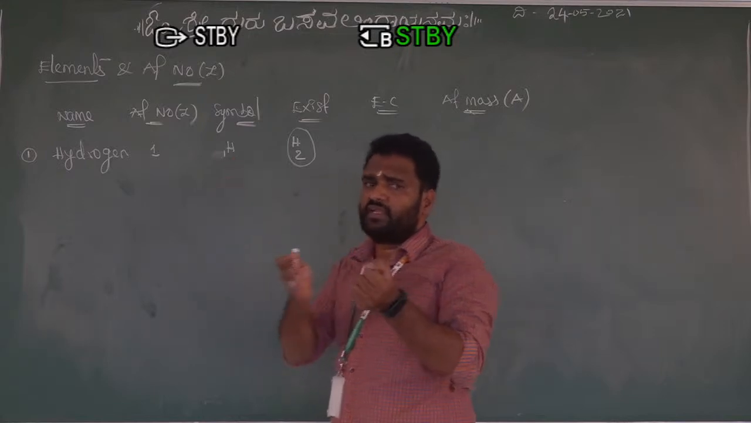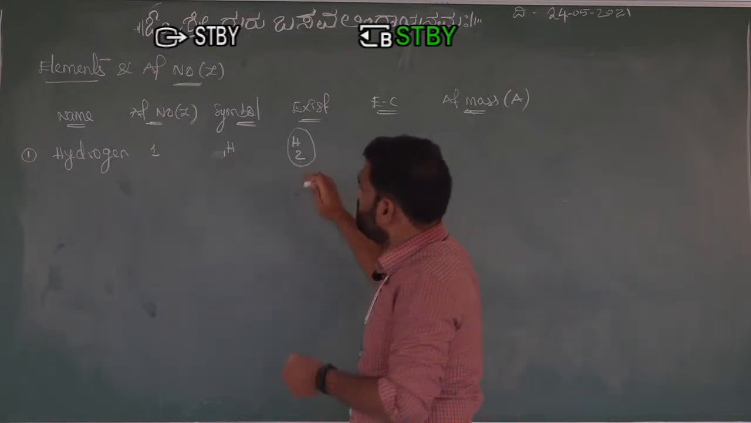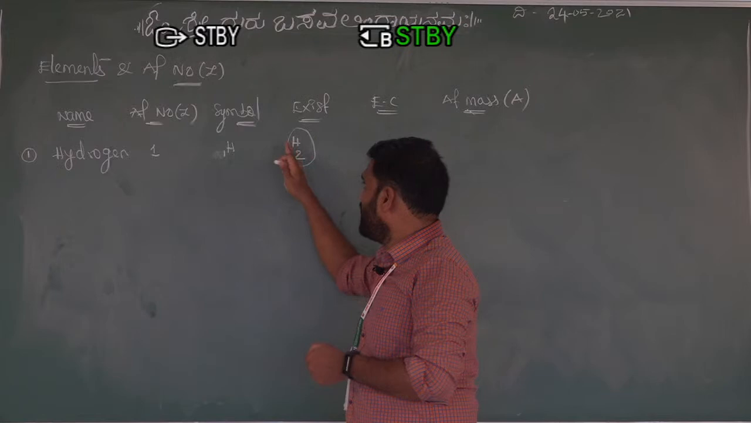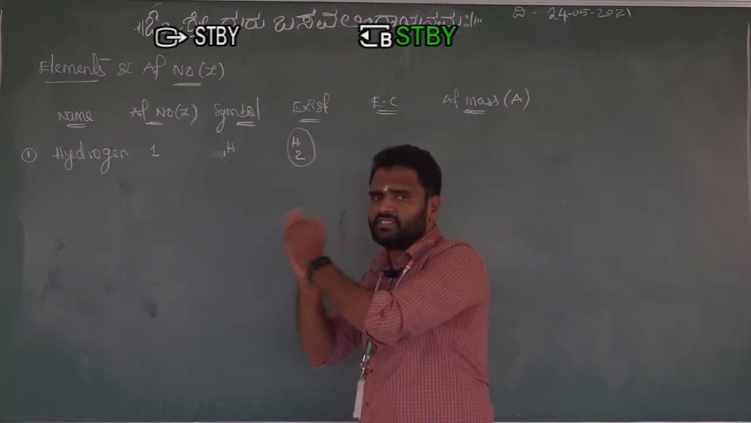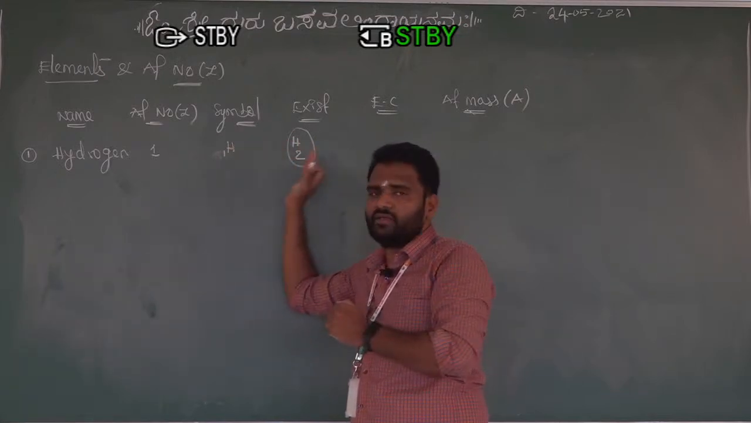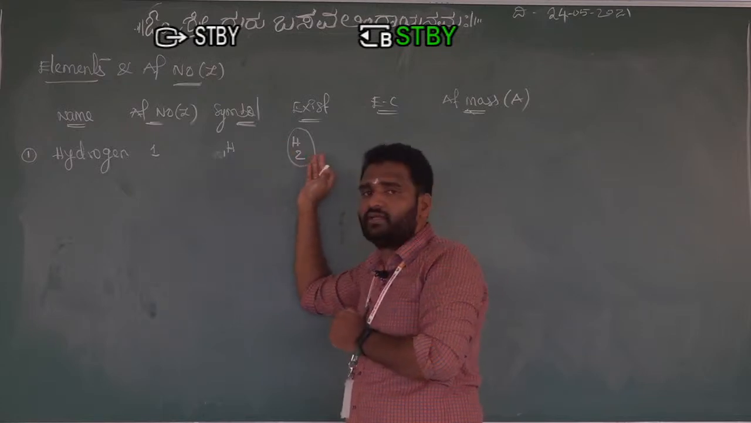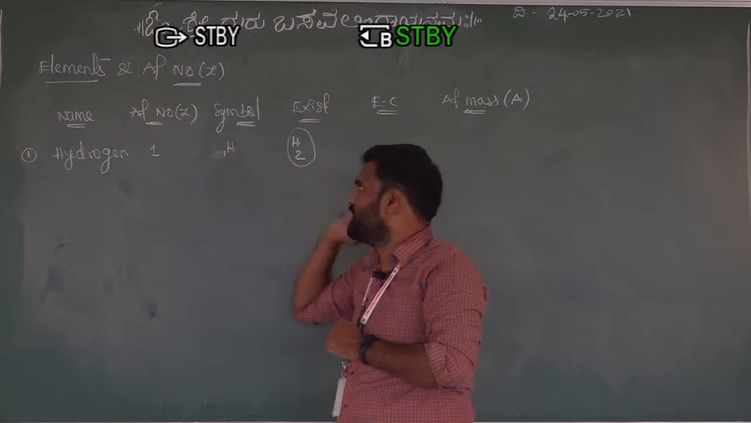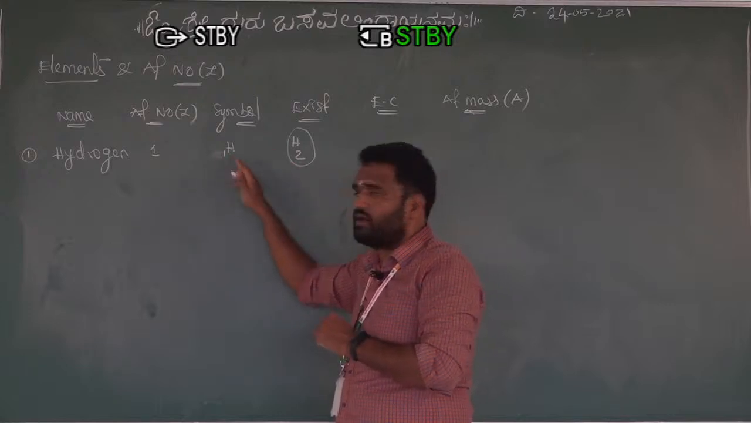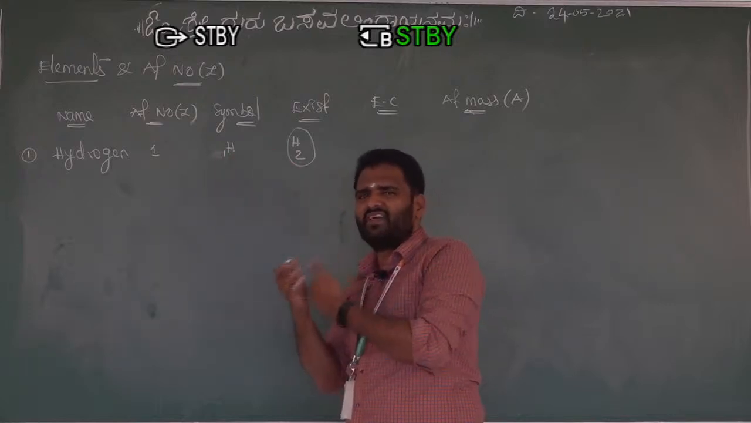If you want to get a hydrogen atom, what do you have to do? You have to break the hydrogen-hydrogen bond. If you break this H-H bond, you will get 2 hydrogen atoms from 1 hydrogen molecule. So if you want atoms, you can take a molecule, and from the molecule you will get the atoms. These atoms do not exist in nature because they are unstable.